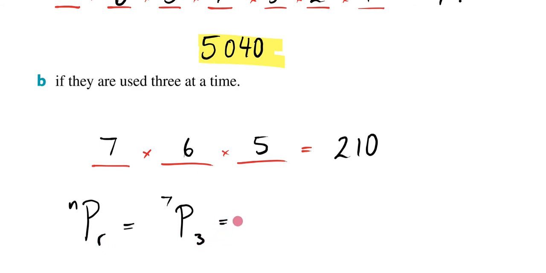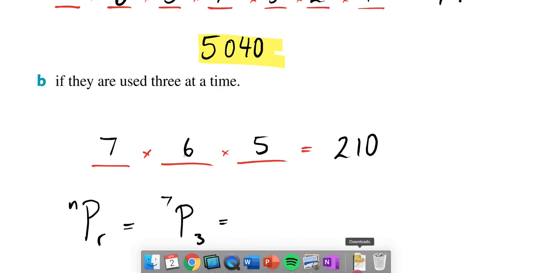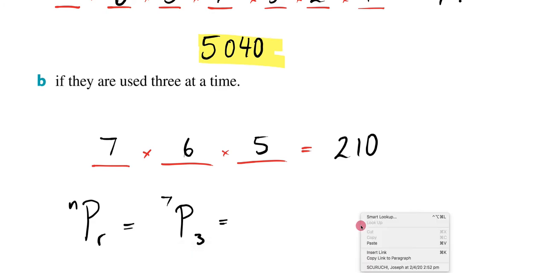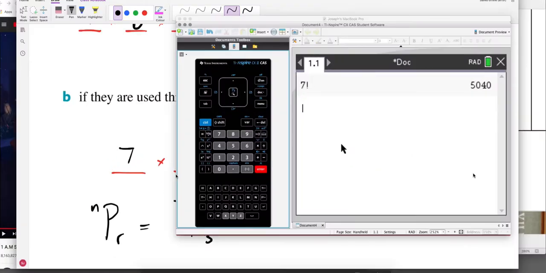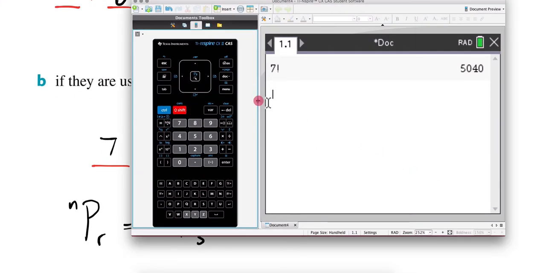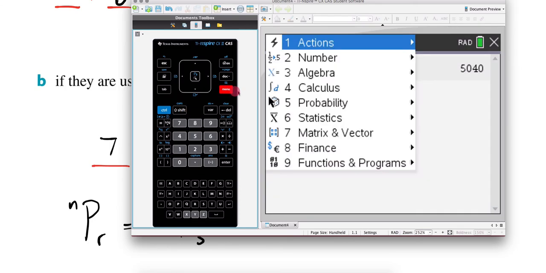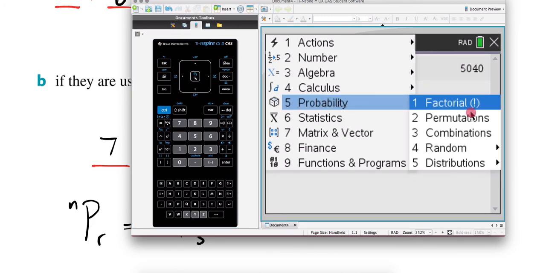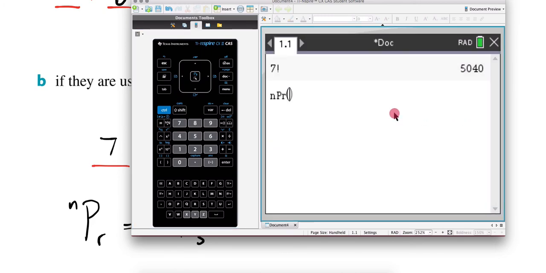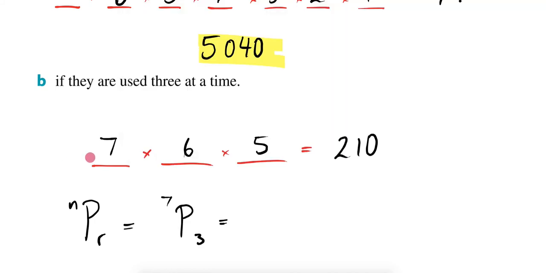So now I could go to my CAS calculator. I'm going to go menu, probability, permutations. I have 7 letters. I want to break them into groups of 3. My answer is going to be 210. Too easy. And that's what we got there.